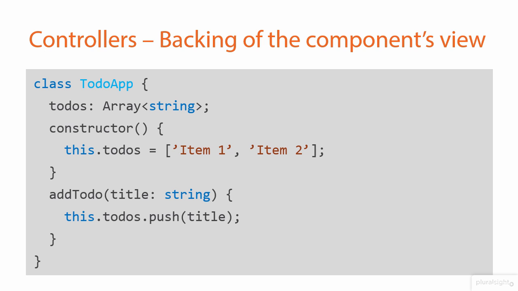Annotations allowed us to customize our component, but we need to have a backing. When we create our template, we're going to be calling functions and accessing properties, and all of those sit on our controller. So this is the actual class.